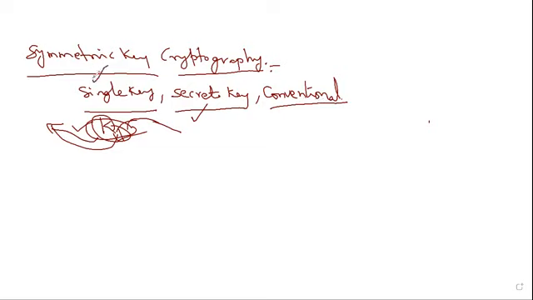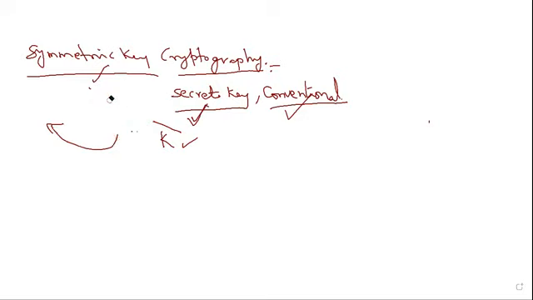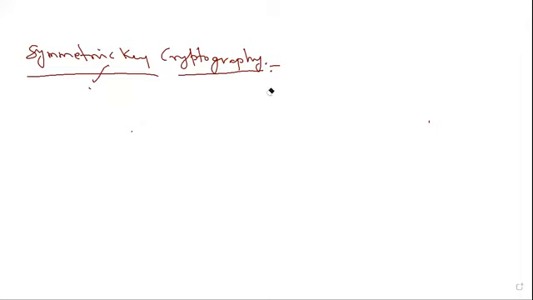One is symmetric key cryptography. Symmetric means same. Single key cryptography, because if K1 is used by the sender, then the same K1 should be used by the receiver. We can also call it secret key, or conventional key, right? So we can define symmetric key cryptography as: both sender and receiver use the same key for encrypting as well as decrypting the data. So this is called symmetric key cryptography.